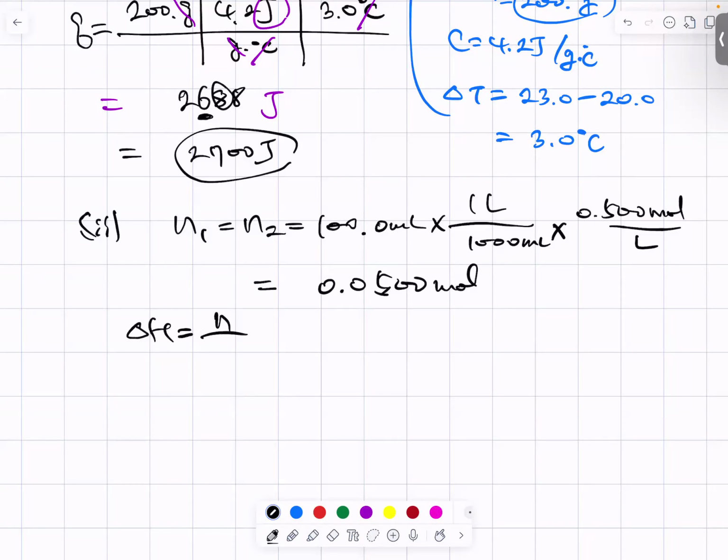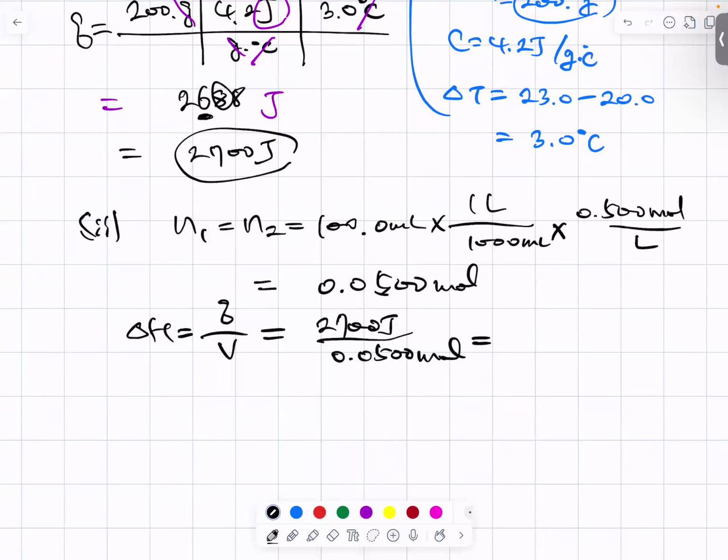So then molar enthalpy is the amount of heat normalized by the mole number. Molar enthalpy is amount of heat normalized by the moles of the limiting reactant. In this case, they are stoichiometric. There is no limiting reactant. Both of them, the mole number is the same. So 2,700 joules over 0.05 mole of quantity.